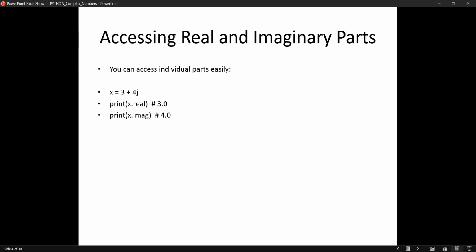Accessing the real and imaginary parts. So you can access individual parts easily. Once you have a complex number, you can easily extract its parts. For example, x is equal to 3 plus 4j. Once we say print x.real, it's going to give us the output 3, and x.imag is going to give us an answer of 4.